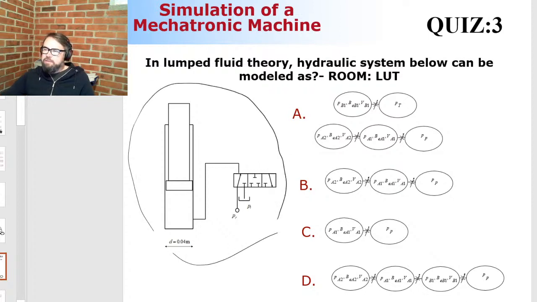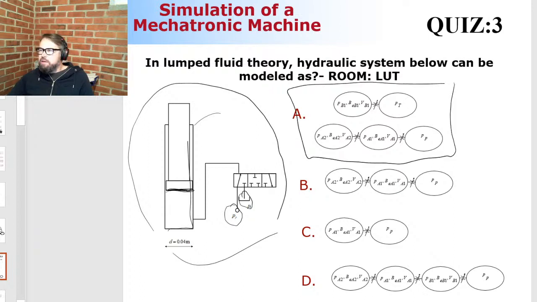Again, I have here a pressure source. And on the other side, I have a tank here. And I have a single-acting cylinder, so there is no connection from the piston rod side to anywhere. The only fluid applied is here on the piston side. So what kind of volumes are needed to model a hydraulic circuit like this? Take a look. So here are the options.